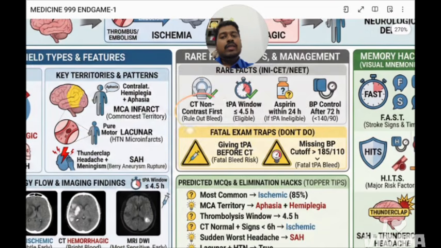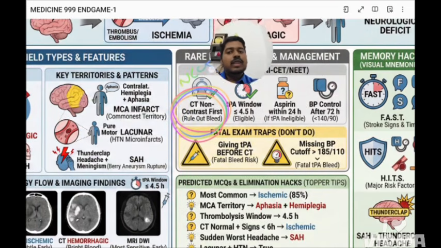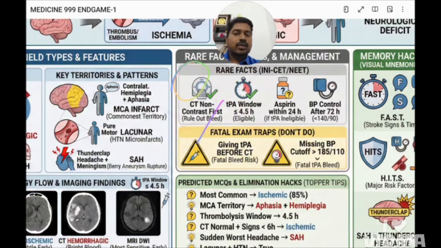So the first investigation of choice is CT, that is non-contrast NCCT, because this will help you rule out hemorrhagic stroke, because you can't do thrombolysis if it is hemorrhagic stroke. And if you have less than a 4.5 hour window, then you are eligible for TPA, that is thrombolysis, and hence there will be a higher survival rate. And then aspirin is given within 24 hours if the patient is ineligible for TPA, that is, there are some contraindications for TPA, or the patient has come after 4.5 hours.